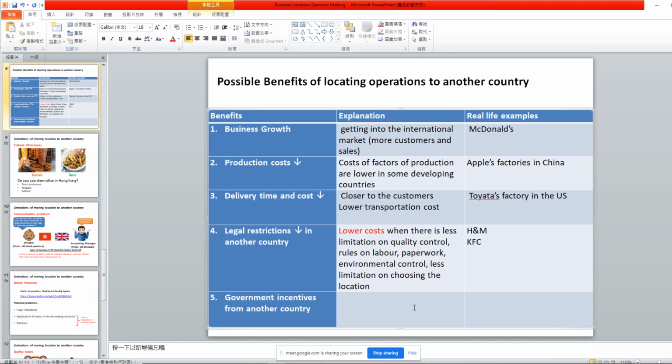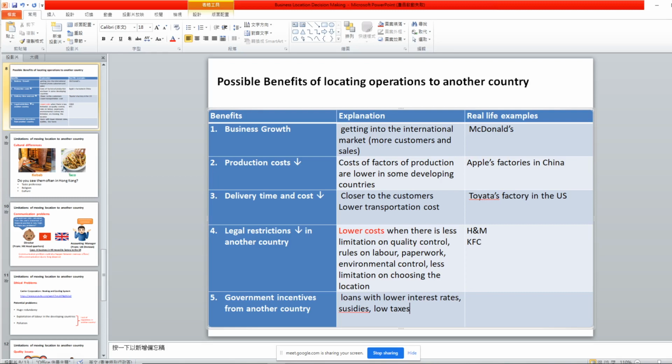Here I'll just copy your answers. Sometimes free loans, maybe real loans with lower interest rates, subsidies, and also lower taxes. You can see all of them: why would the countries do that? Because they want to attract those companies to invest their businesses into their domestic economy, so that the economy can possibly grow.